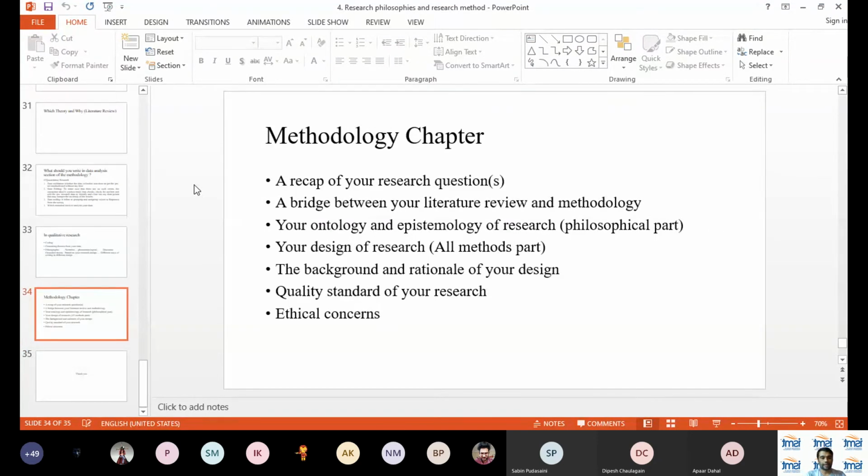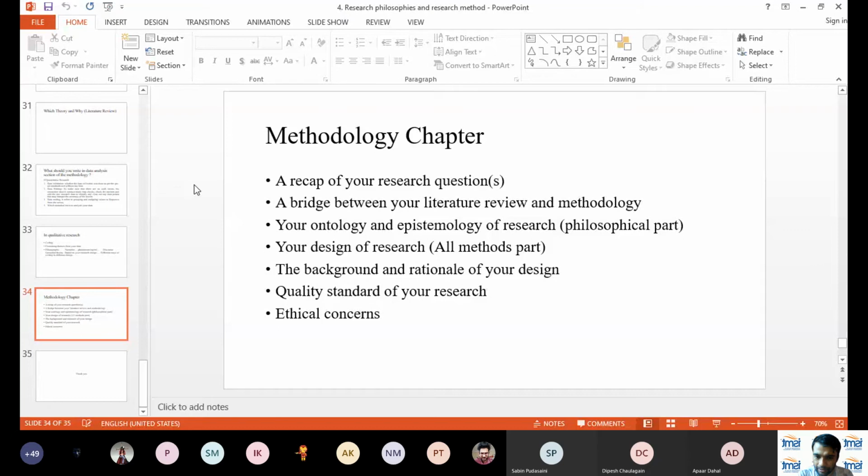In the methodology chapter, while writing it, you recap your research question. You should explain a little bit about what you are going to achieve in the research, or what the purpose of your research is. There should be a bridge between your literature review and methodology. Means there is certain past research that has been done, there is a certain knowledge gap in that research, and to fulfill that knowledge gap you choose the particular methodology. If you can relate that, then the literature review you indicated in the previous chapter will be linked to the method you have chosen.